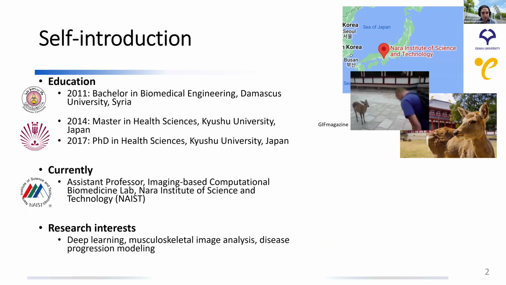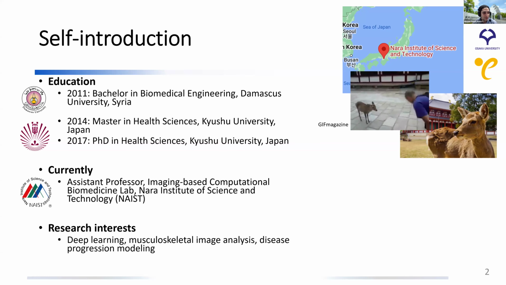First of all, let me introduce myself. I obtained my bachelor's in biomedical engineering from Damascus University in Syria. And thanks to the Japanese government scholarship, I could obtain my master's and PhD from Kyushu University in 2014 and 2017. And currently I work at Nara Institute of Science and Technology as an assistant professor in the Imaging-Based Computational Biomedicine Lab.